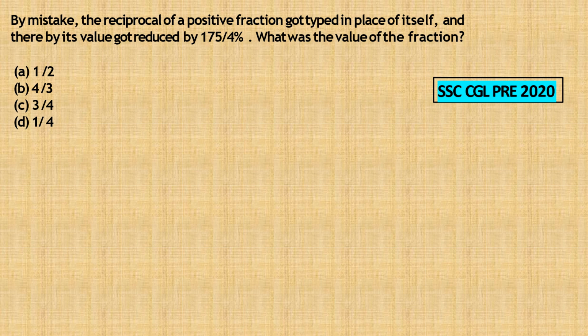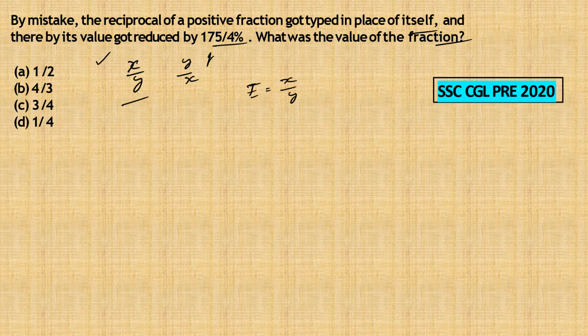By mistake, the reciprocal of a positive fraction got typed in place of itself, and thereby its value got reduced by 175 by 4%. What was the value of the fraction? A fraction was there, let it be x by y. While typing, it got typed as the reciprocal of itself. Reciprocal of x by y is y by x. x by y is the correct value and y by x is the incorrect value. What is the error?